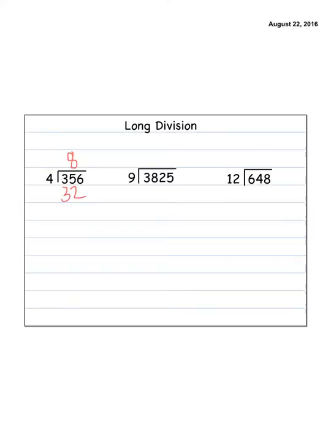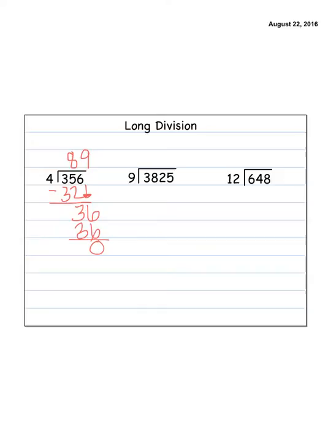I line it up right underneath the 35, nice and neat. 35 minus 32 is 3. Pull down my 6. 4 goes into 36 9 times. 9 times 4 is 36 with a remainder of 0.